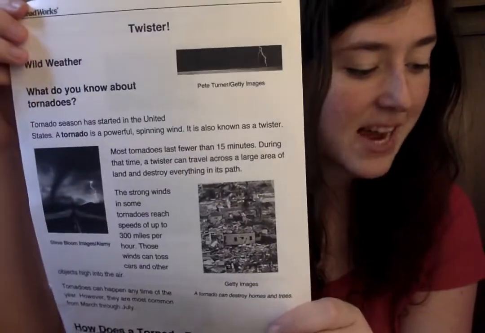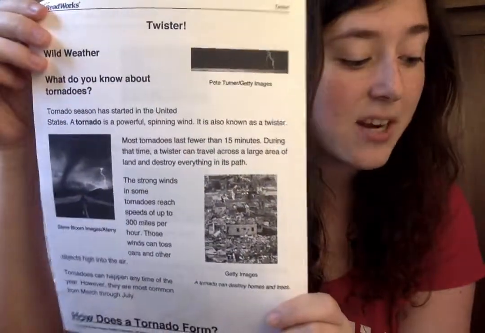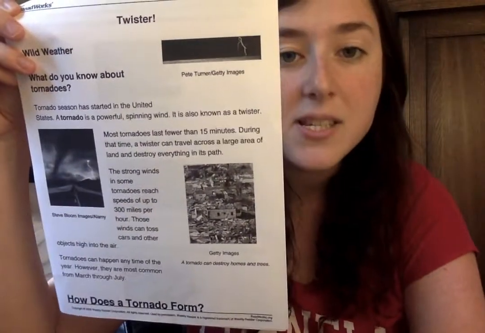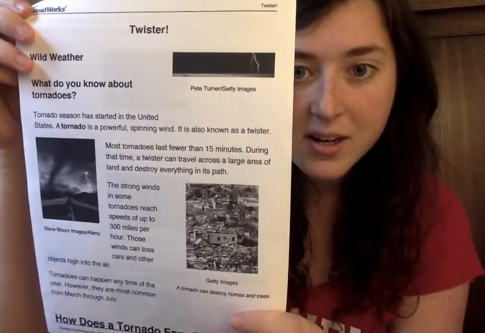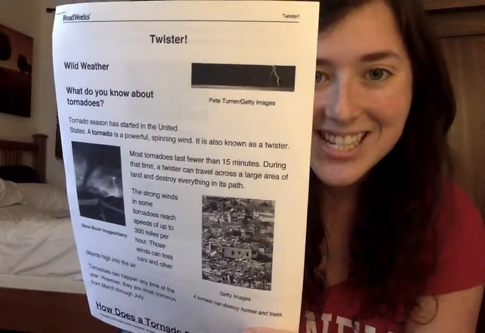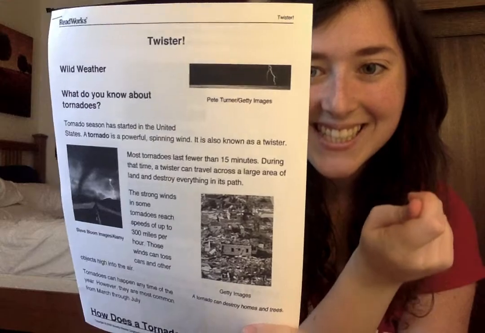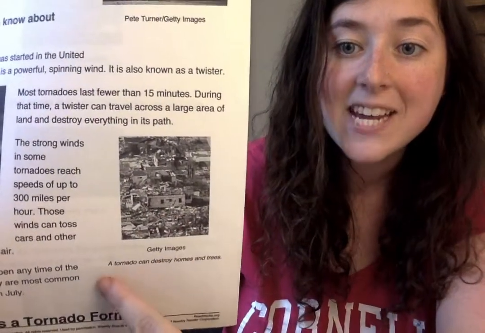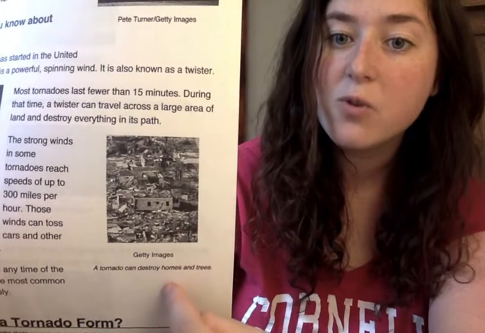Last one for today. Be loud and proud when you call this one out. Tornadoes can destroy homes. Do we learn that from the words, the pictures, or both? Get ready to call it out in 3, 2, 1. Great job, Kipsters. We learned that from both the words and the pictures. Take a look at this picture right here. We see that the tornado destroyed homes, and the caption says, a tornado can destroy homes and trees.